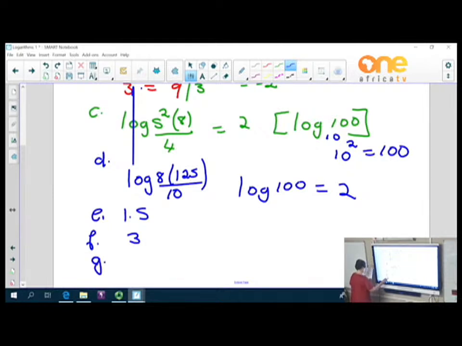And the last one, G, that is then log base 3 of 81. And I divide with 1 over 9 because I subtract. And if you simplify this, the answer is 6. The answer is 6 there.